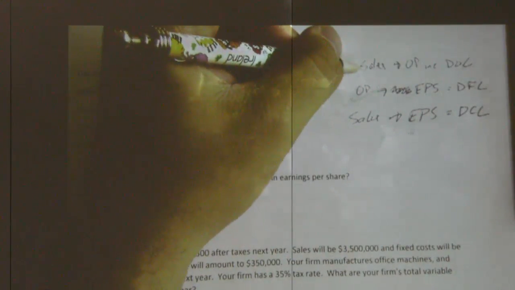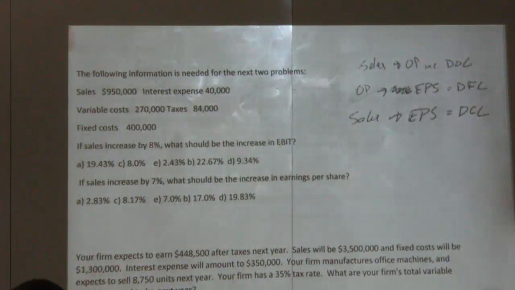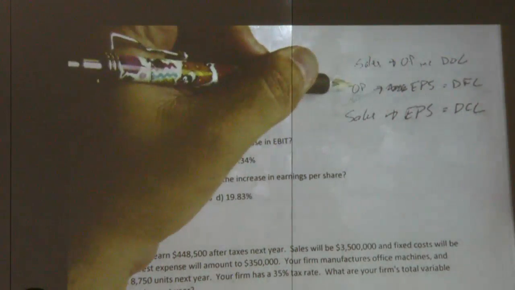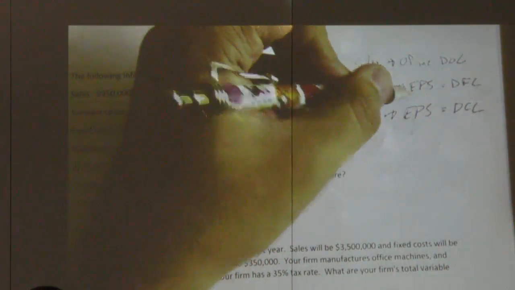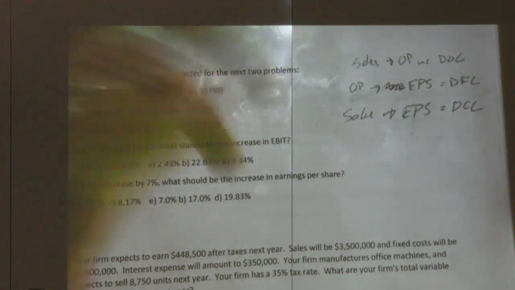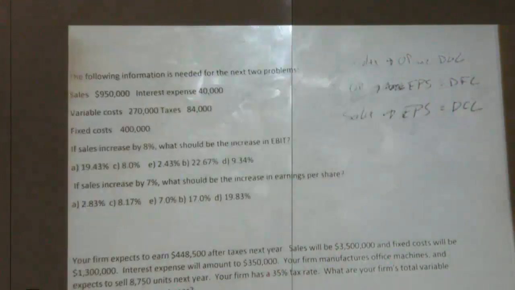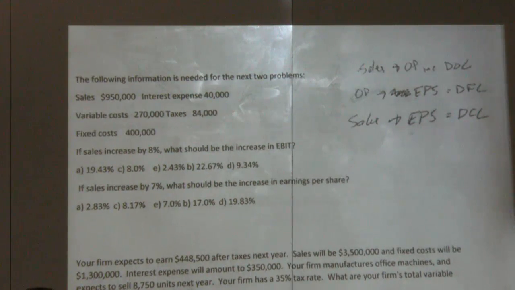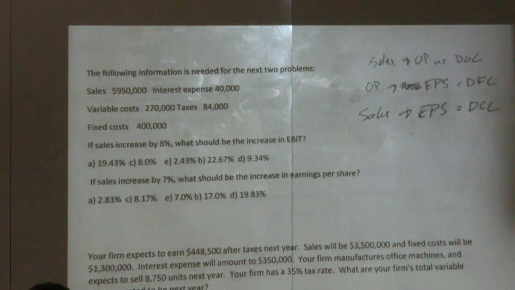If you're looking to find the increase from sales to operating income, you're going to use your DOL number for that. If you're looking for your operating income to EPS, you're going to use your DFL. And if you're going from sales straight into EPS, you're going to use your DCL. So that's just a little thing I wrote down to help you guys, because I don't understand that triangle too much.